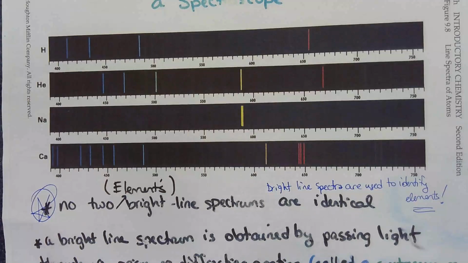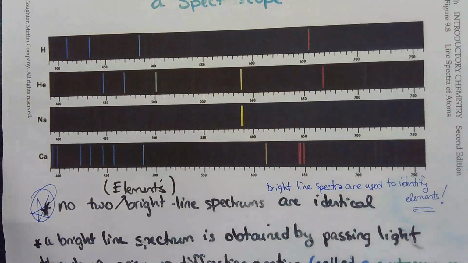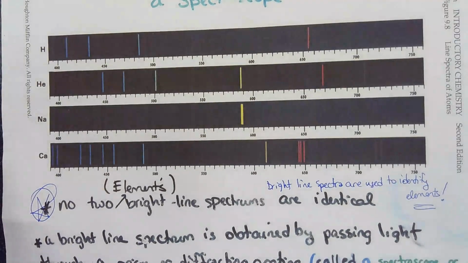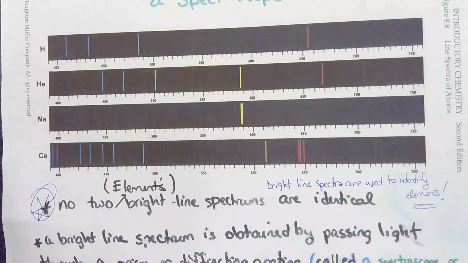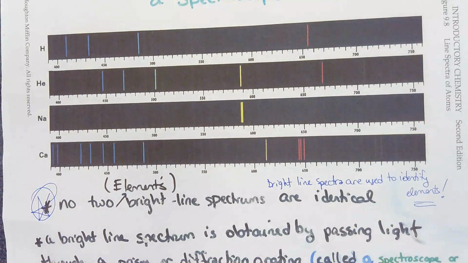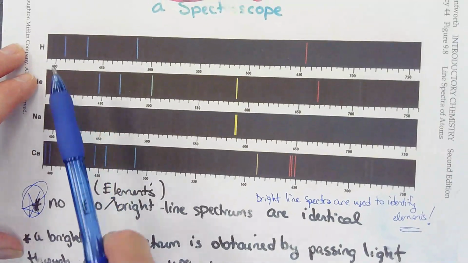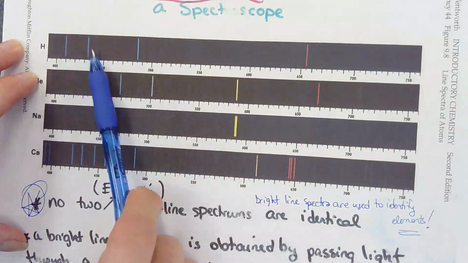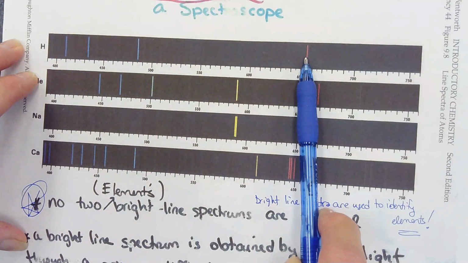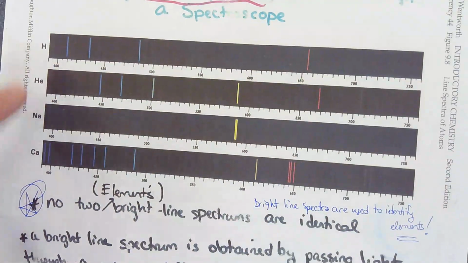There we go. See that a little bit better. So helium, for instance, or let's start with hydrogen. Hydrogen has these 1, 2, 3, 4 lines. Do you see that? Now let's think about hydrogen for a minute. How many electrons does hydrogen have total? Come on. How many? 1. Hydrogen just has 1 electron.